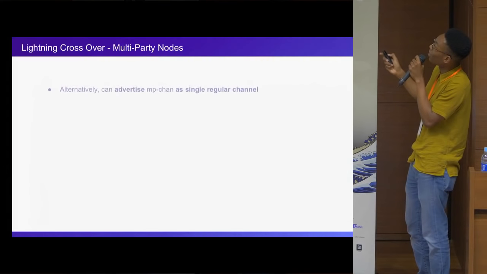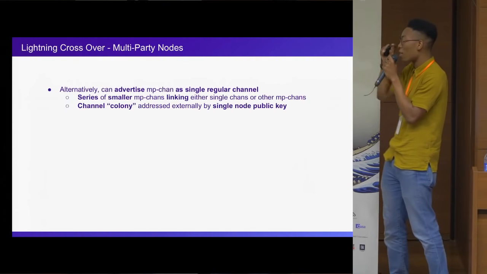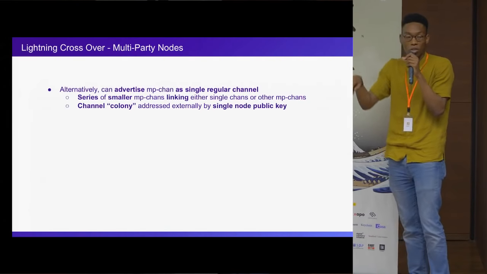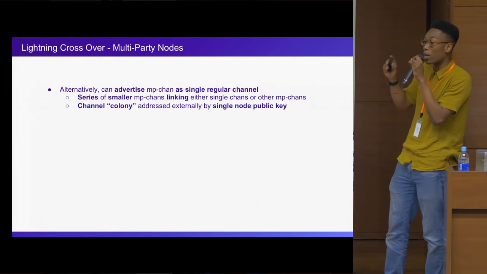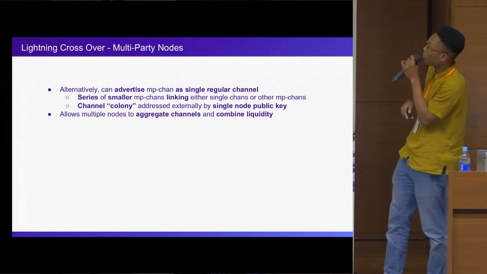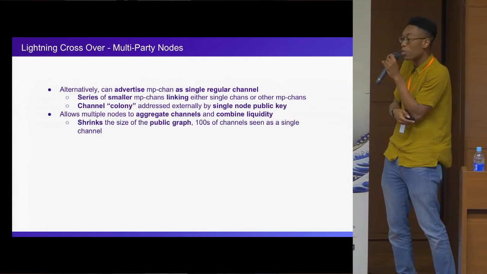Route tunneling. Multi-party nodes, yeah. So the alternative is that you can now have multiple people in a single channel, right? Maybe I have 20 nodes, and those 20 nodes are now under one pub key within the network, and they use that to combine liquidity within the network itself, which is pretty cool. The cool thing is you can now aggregate these channels.